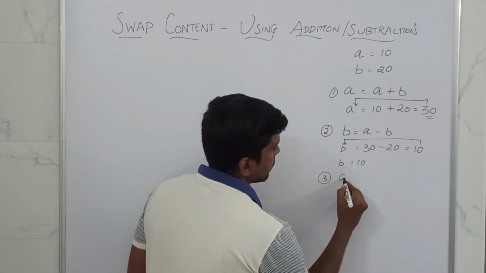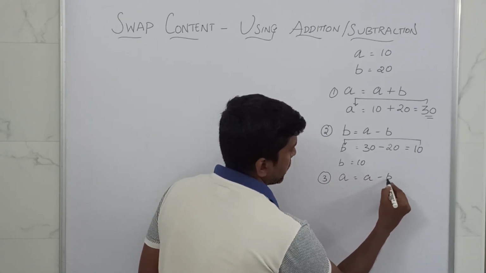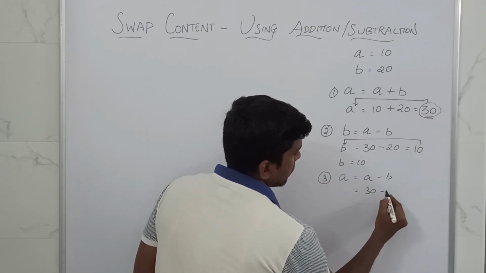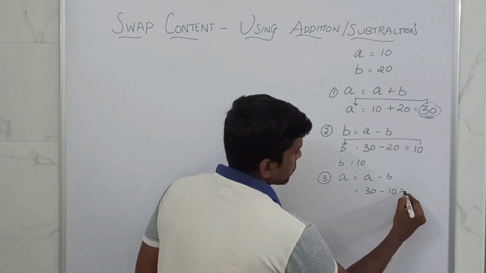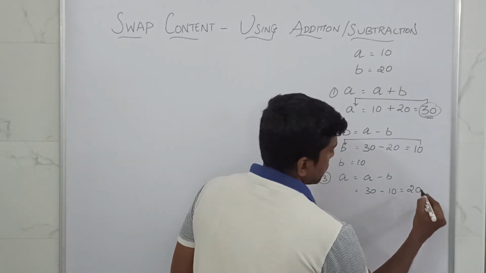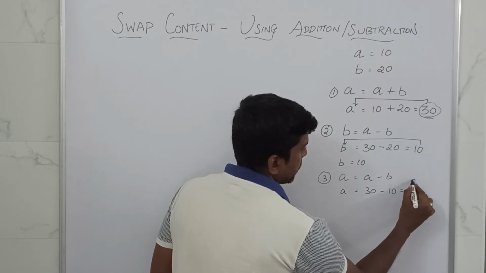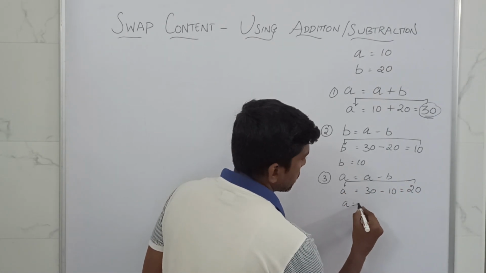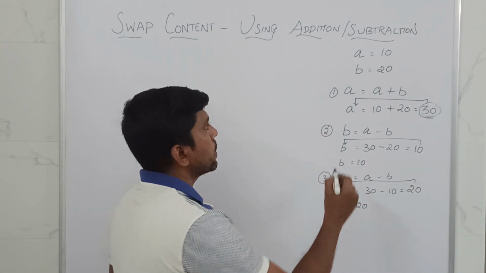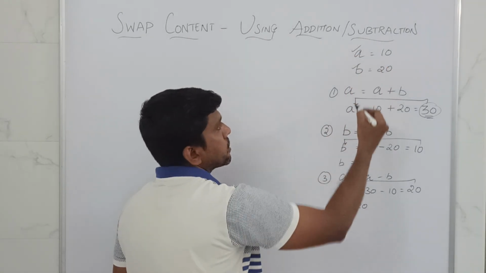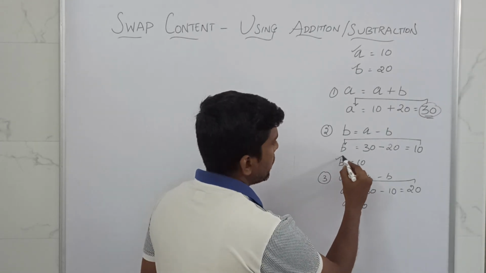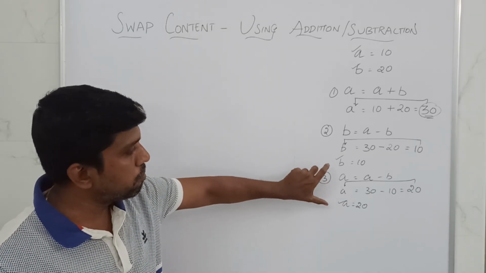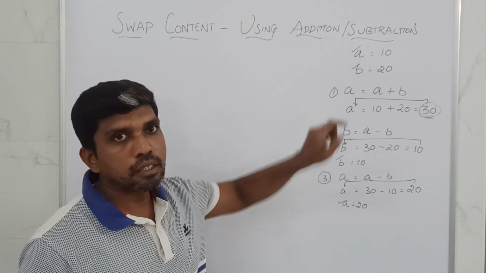Third step, A equal to A minus B. So A value is 30, now B value is 10. So 30 minus 10, result is 20. This 20 is moved to A. Now A value is 20. So before swap, A value is 10, B value is 20. So after swap, B is 10, A is 20. So here I just swapped the content between A and B by using addition and subtraction.